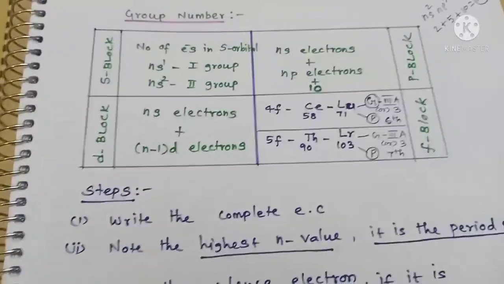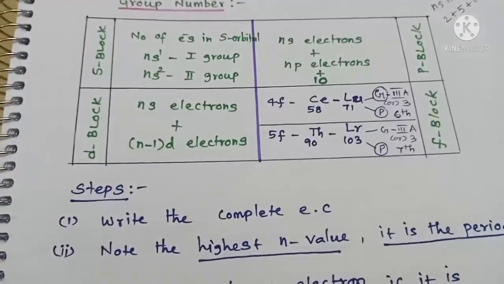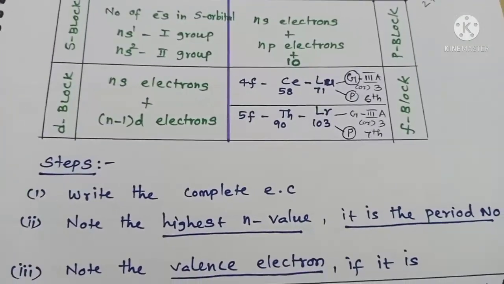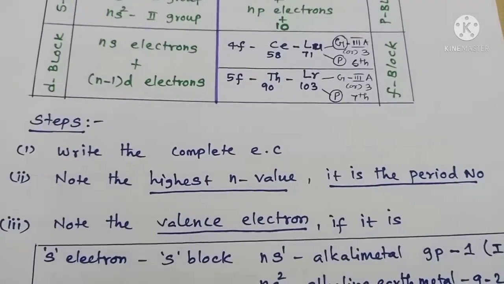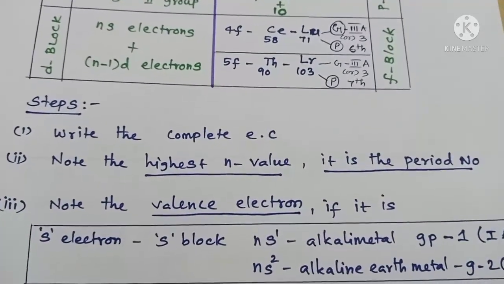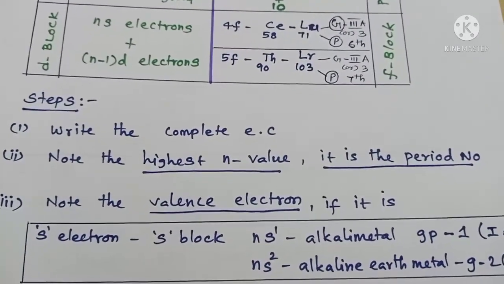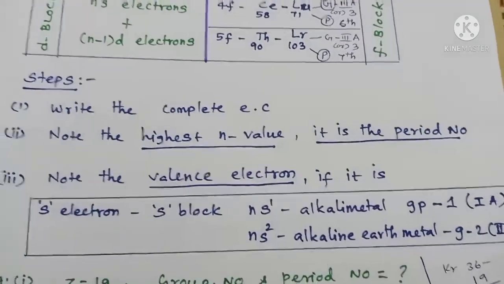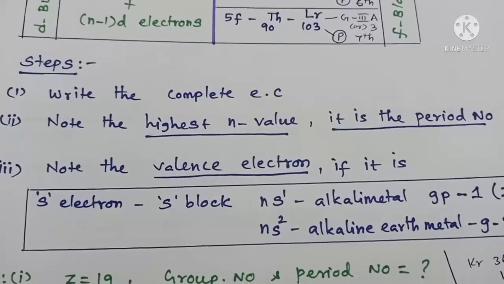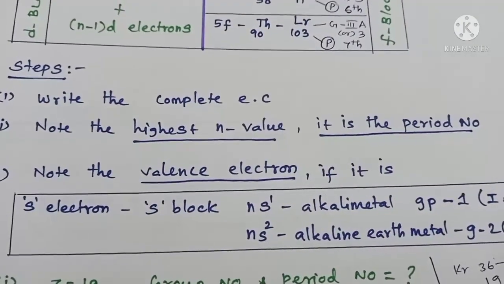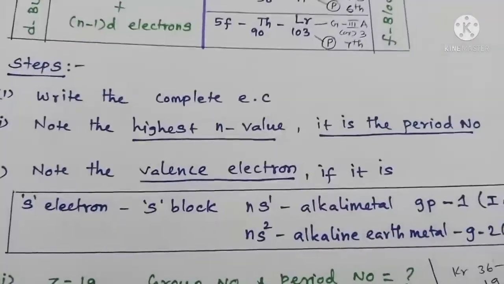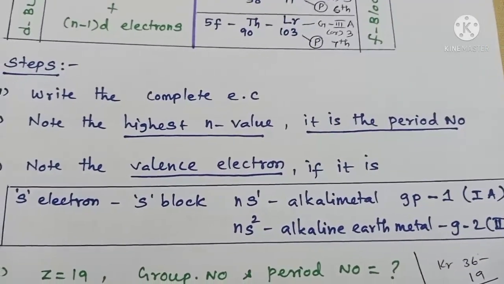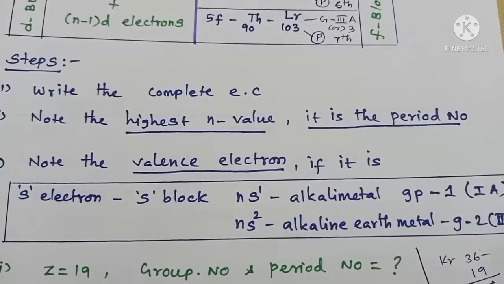I repeat the steps we are supposed to follow. First we write the complete electronic configuration and note down the highest n value. That highest n value is nothing but its period number. Then note the nature of the valence electron. If it is an s electron, you know that it belongs to the s block. If it is ns1 type configuration, it belongs to group number 1 or 1A, which is nothing but alkali metals.